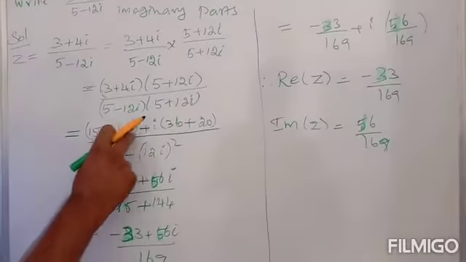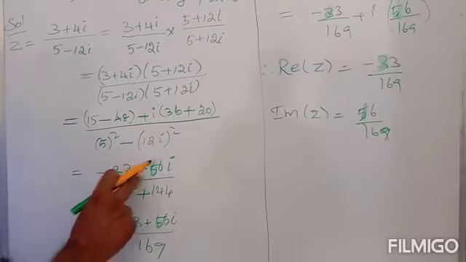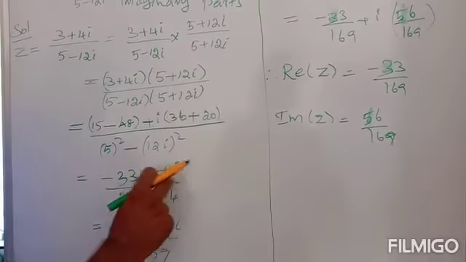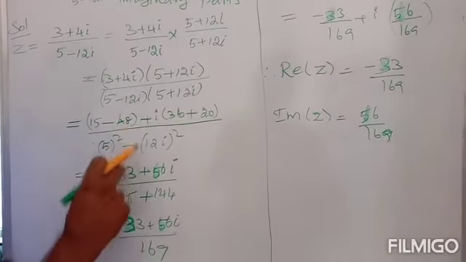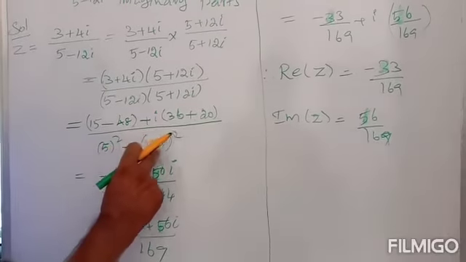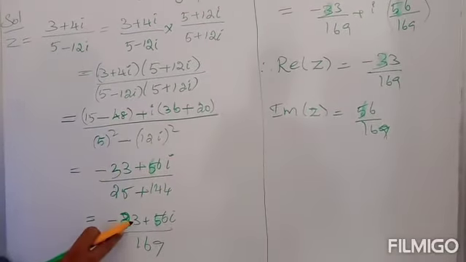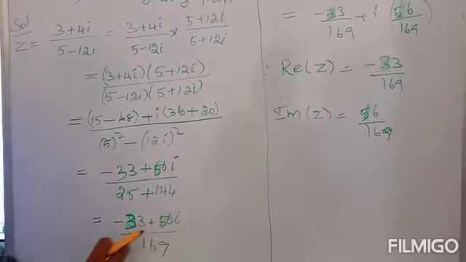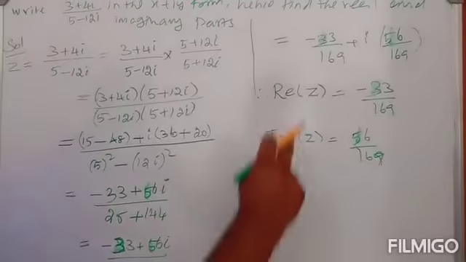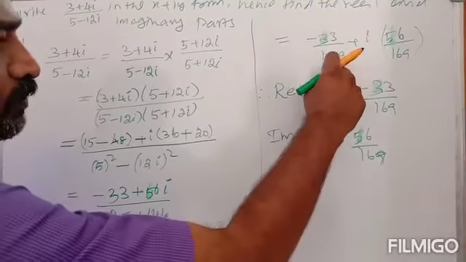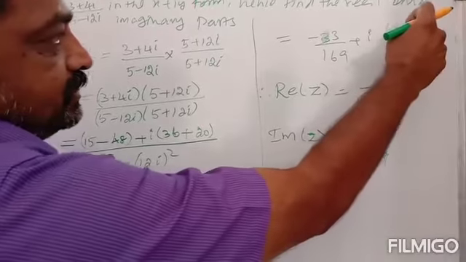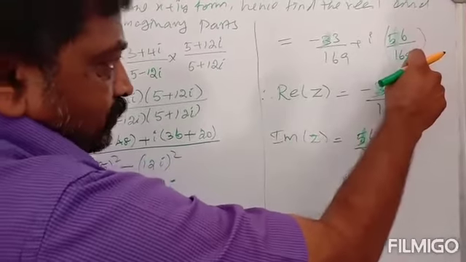But that is equal to 15 minus 48, that is minus 33, plus 36 plus 20, that is 56i, divided by 5 square 25 minus 12i square, that is minus into minus plus 12 square 144. But that is equal to minus 33 plus 56i by 169. We can write minus 33 by 169 plus i into 56 by 169.